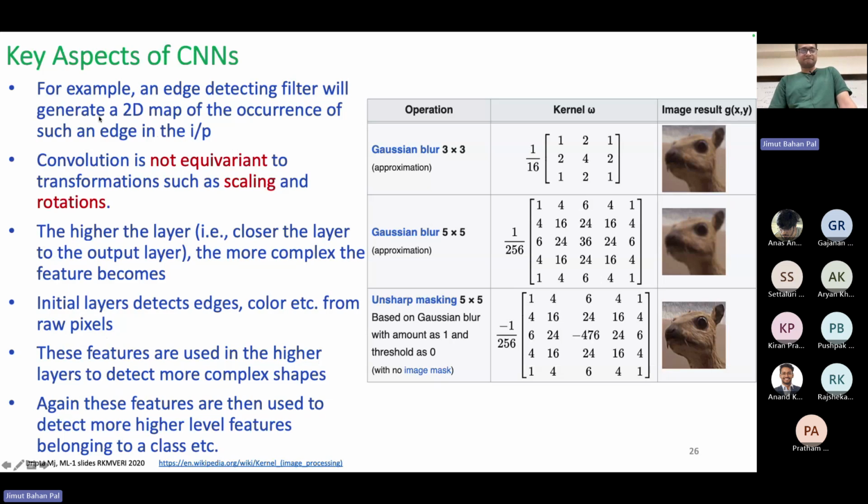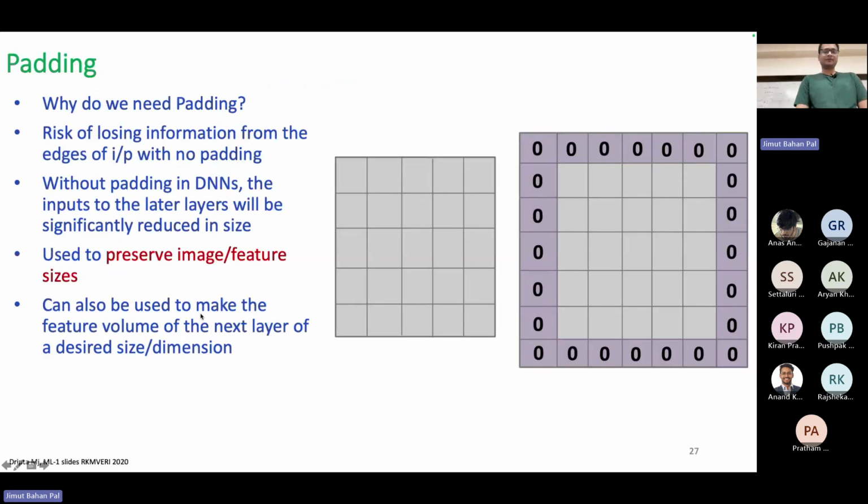Next, for example, an edge detecting filter will generate a 2D map of the occurrence of edges in an input image. One important thing to note is that convolution is not equivariant to transformations such as scaling or rotation. And the higher the layer, the closer the layer is to the output, the more complex the feature that is learned. So the initial layers detect edges, colors, etc. from raw pixels, and these features are used in higher layers to detect more complex shapes. Similarly, the higher layers will detect more complex patterns. We will be seeing this in the later slides, what this means exactly.